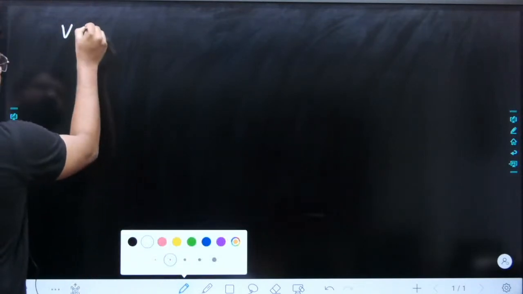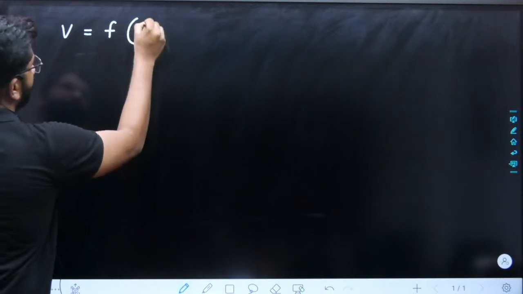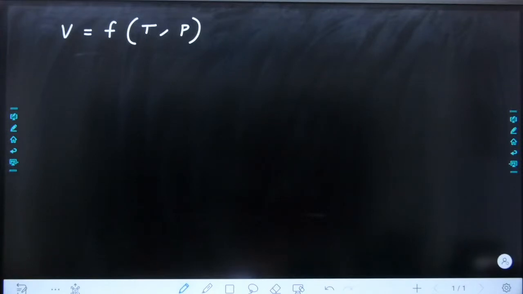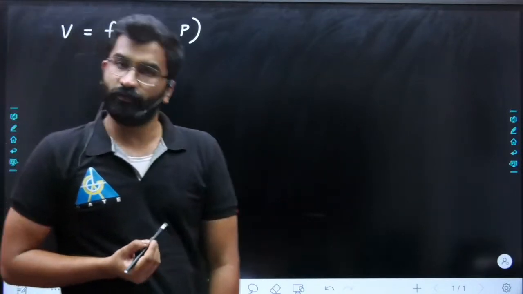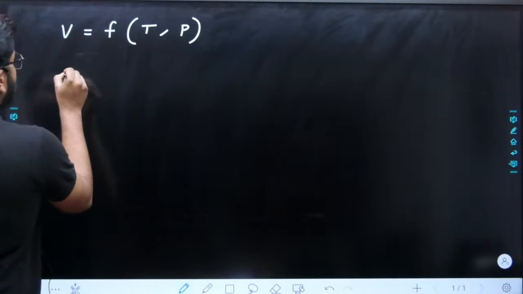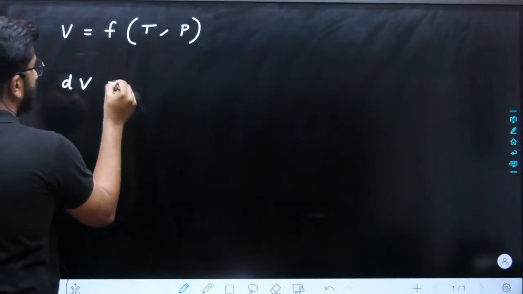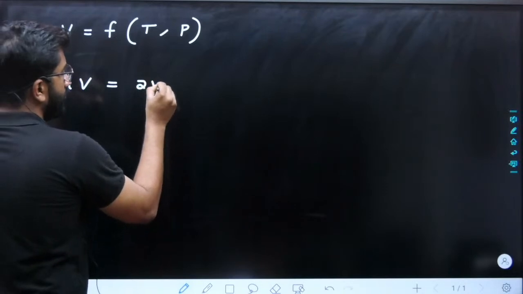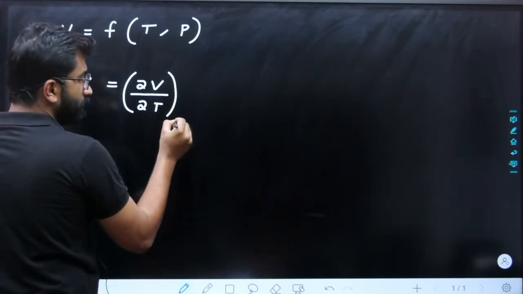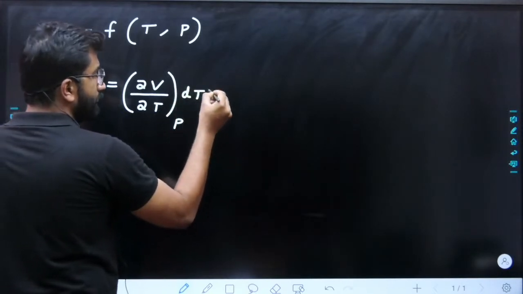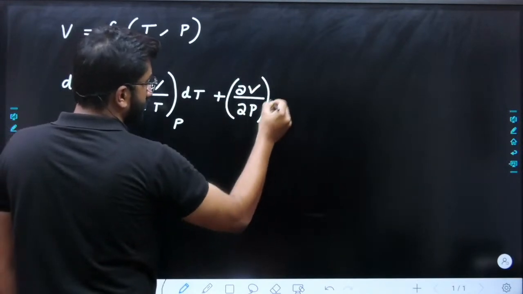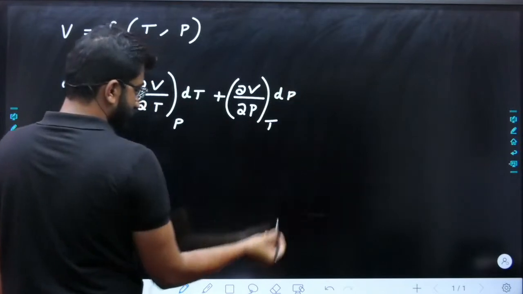So specific volume, you should be able to write it as a function of temperature and pressure. Second step: I'm going to use this, that is dV is equal to partial differentiation of volume with respect to temperature, keeping pressure constant, dT, plus dou V by dou P into dP at constant temperature.